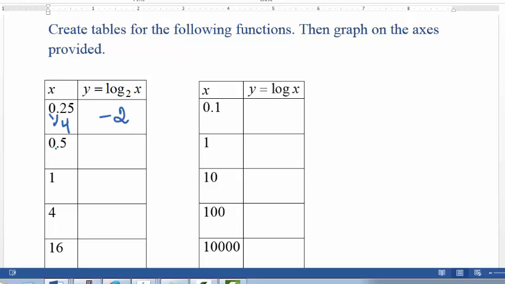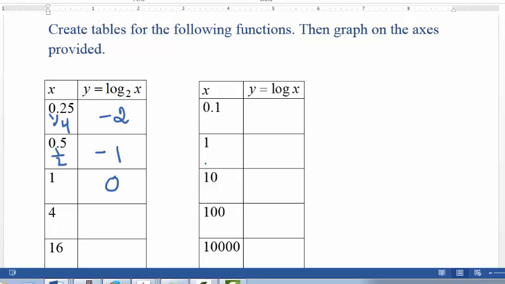So for 0.5, think of it as a half. So 2 to what power will give you a half? Well, 2 to the first would give you 2, but this is the reciprocal again, so it's going to be negative 1, right? And now 2 to what power will give you 1? That's going to be 0.